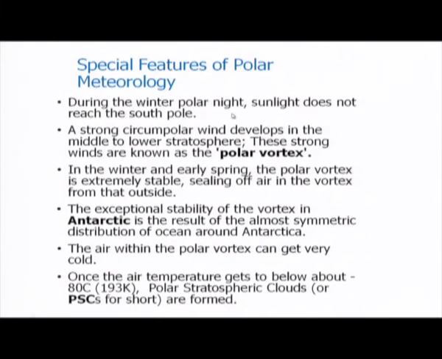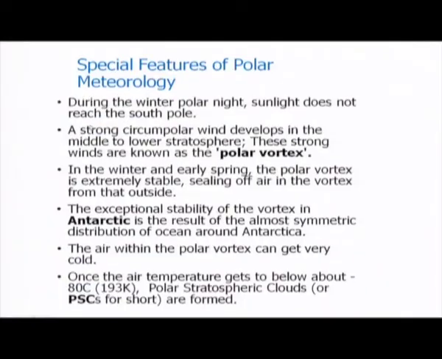During the winter, especially polar night, sunlight does not reach the south pole of this polar region, and a strong circular polar wind develops in the mid to lower stratosphere. These strong winds are normally known as the polar vortex. This polar vortex is peculiar to this polar region. In the winter and early springtime, the polar vortex is extremely stable, sealing off all the air in the vortex from the outside. So, more or less nothing spreads out.